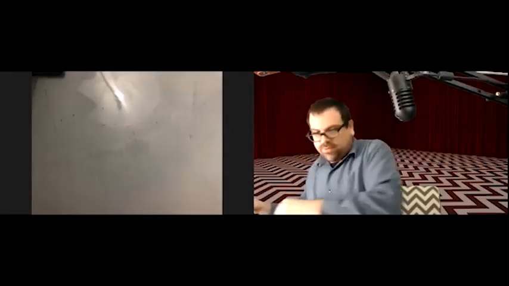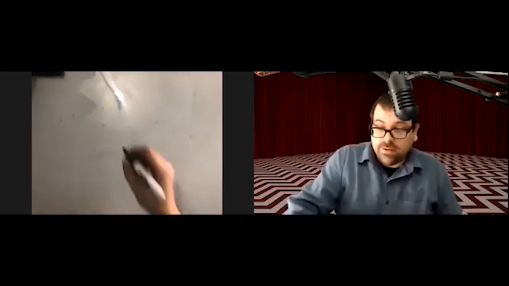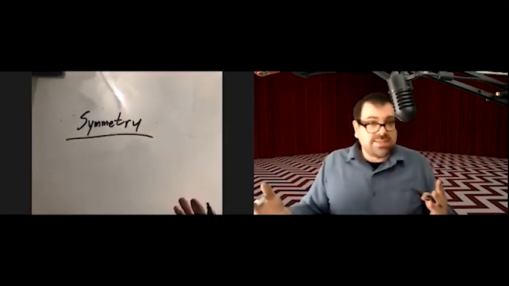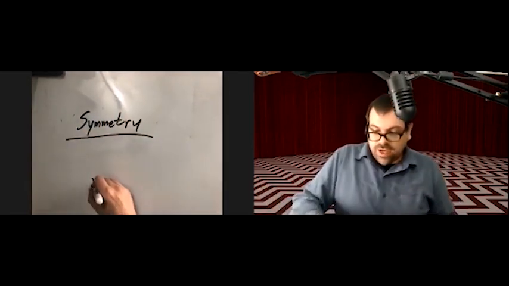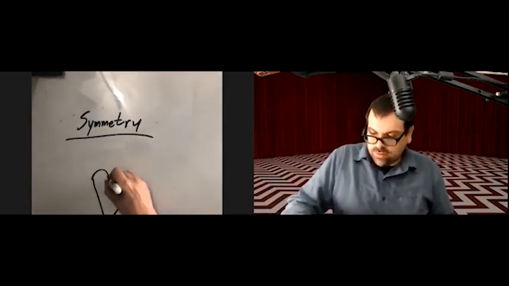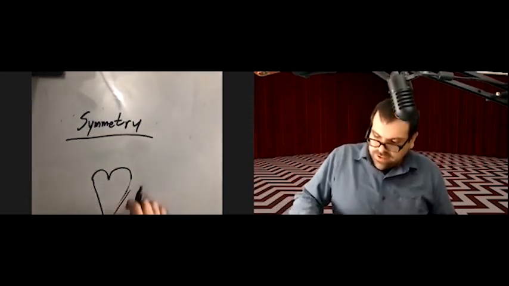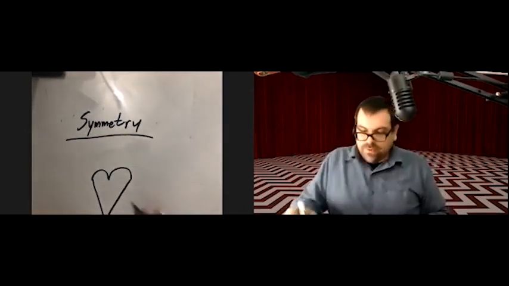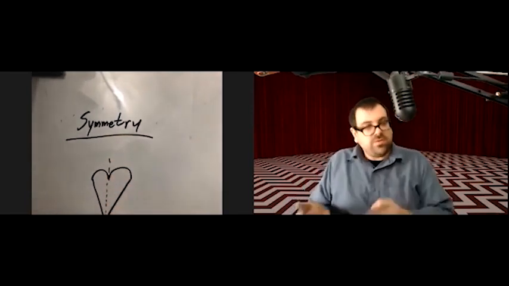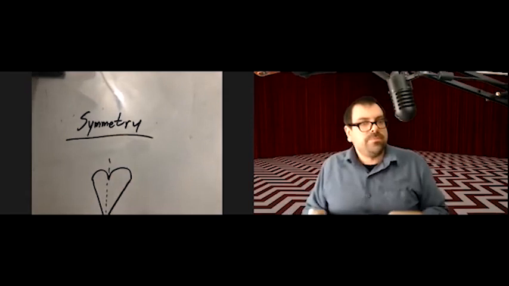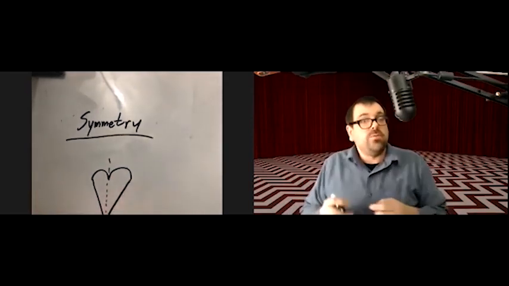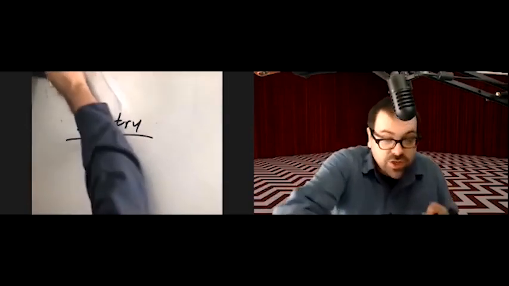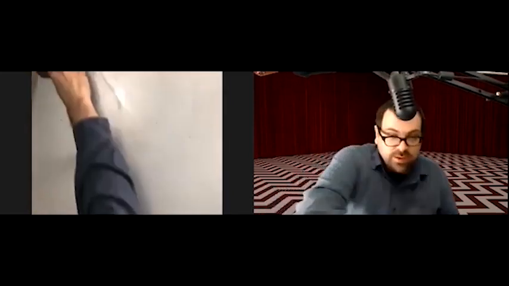Let's talk about symmetry. And what do I mean by symmetry? Well, if I draw a heart, and if I was a better artist, a heart would be symmetrical. I could fold it over and the left side would match the right side. Graphs, just like shapes, can have symmetry.